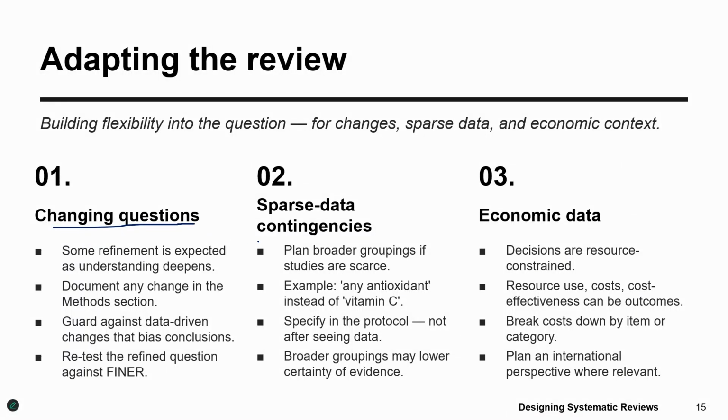Second, sparse data contingencies. If studies are scarce, plan how you'll broaden. Say, any antioxidant instead of vitamin C. Specify in the protocol so it's clearly not post hoc. Third, economic data. Plan to extract costs as outcomes, broken down by category. Costs in one healthcare system don't translate to another. Think internationally where you can.